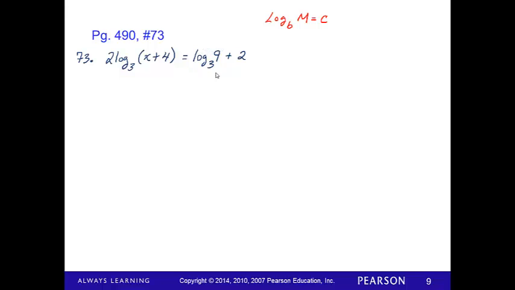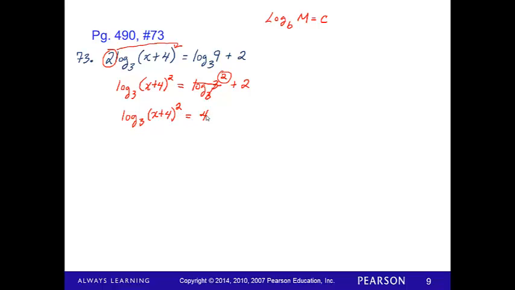Let's rewrite log base 3 of 9. And let's make this coefficient 2 the exponent. So now we have log base 3 of (x plus 4) squared equals log base 3 of 3 squared plus 2. Well remember, when the base and the argument are equal, these go away, including the log, and we're left with just the exponent. So now we have log base 3 of (x plus 4) squared equals 4. 2 plus 2 is 4. Now we have it in the correct form.